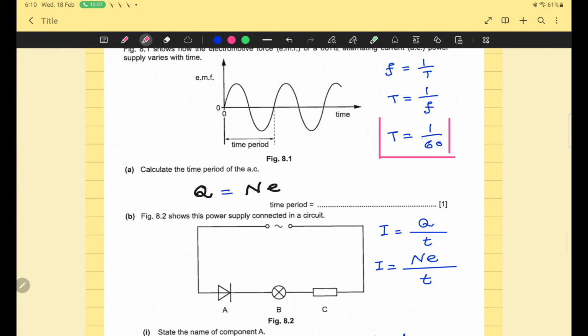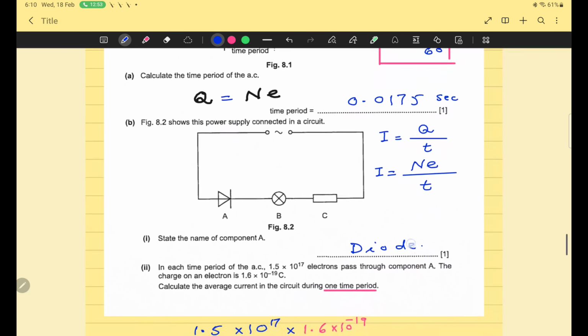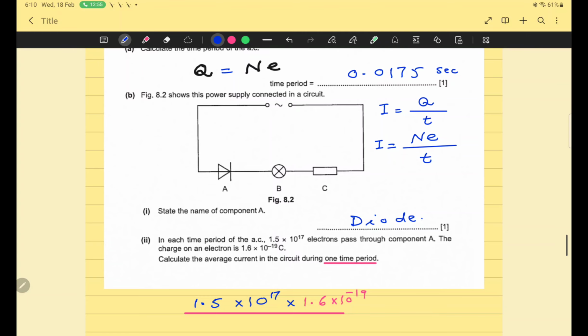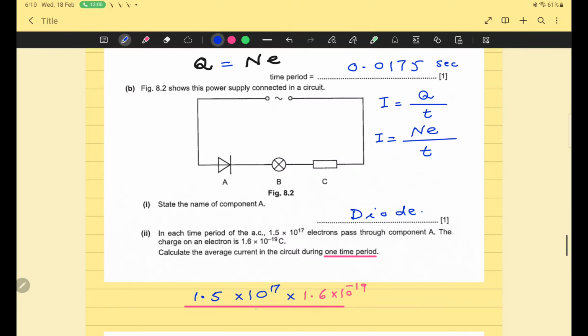I did not ask you what the result of this is, but I need it now. Haji Navia, can you tell me what is 1 upon 60? 0.0175 second. And now I am using the same time here because the question is to calculate current during one time period. So for one time period we have calculated the time.